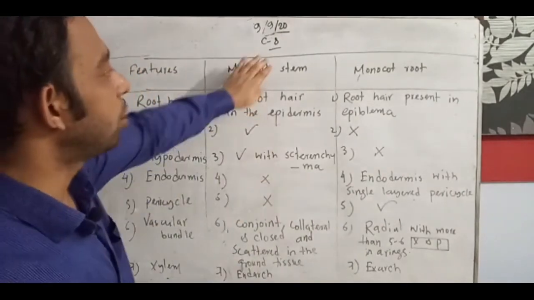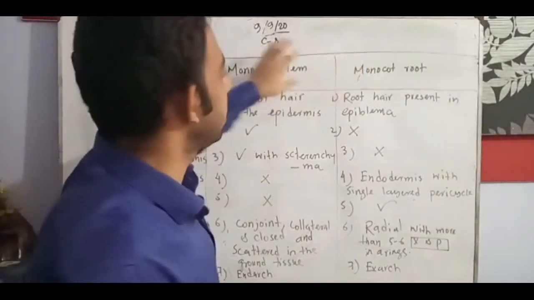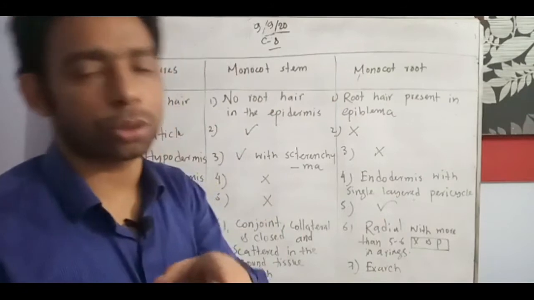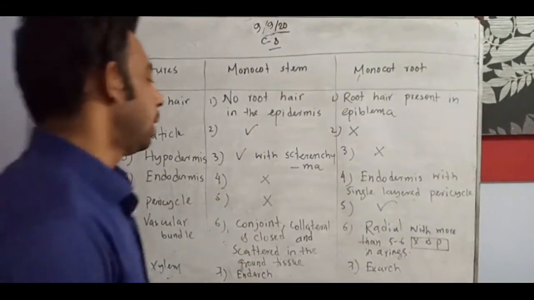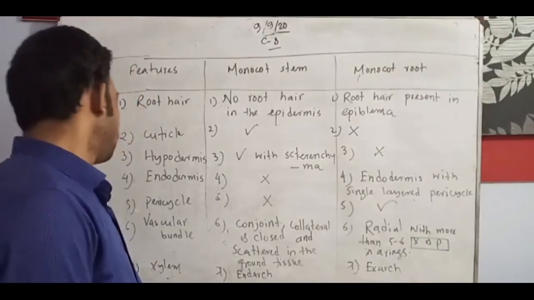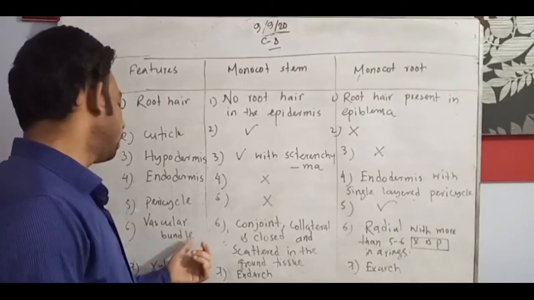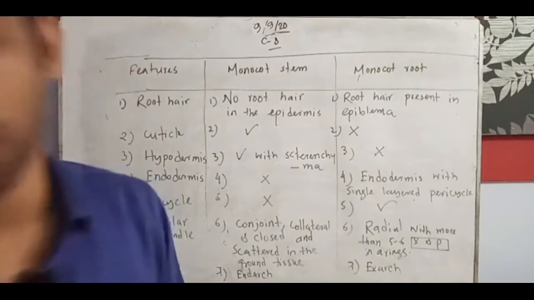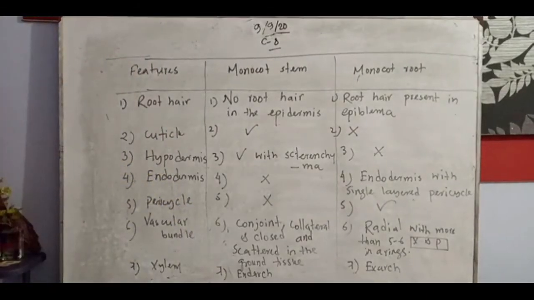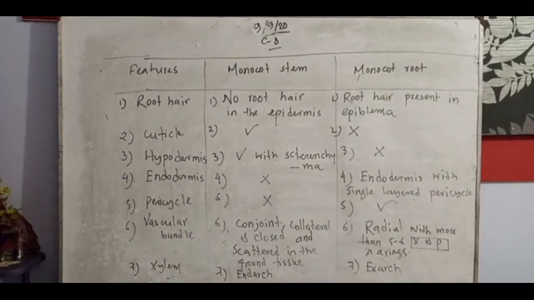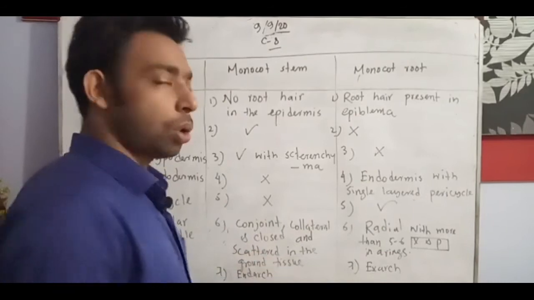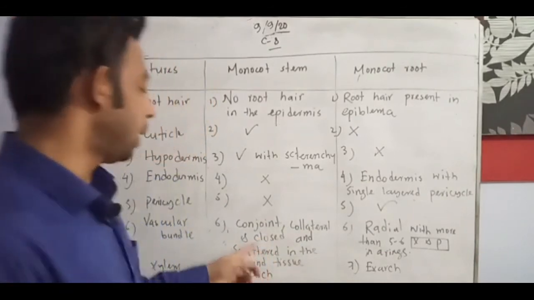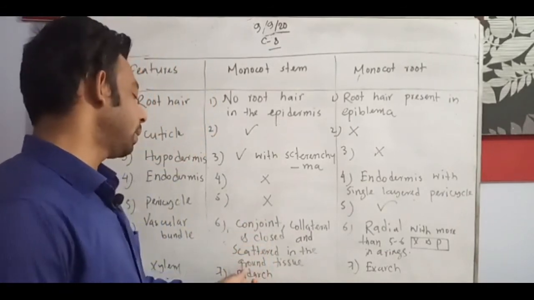So I have mentioned the monocot, but these are common features of stem and root, and you can understand that some few differences can be seen. Then we have seen the vascular bundle, which is very, very important for SQ type questions, asking what type of vascular bundle is there. That is conjoint, collateral, closed, and scattered in the ground tissue.